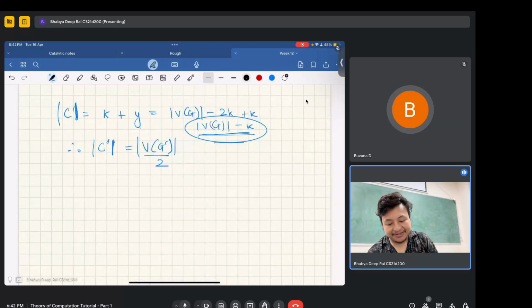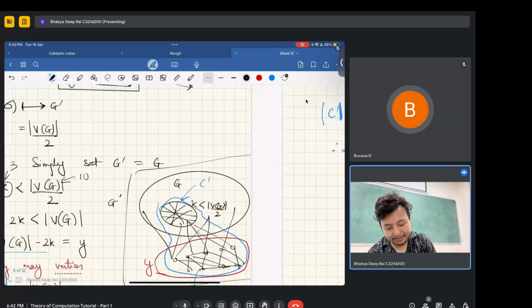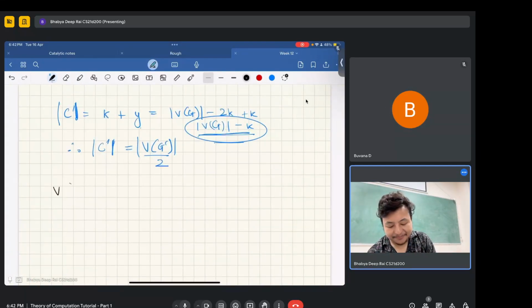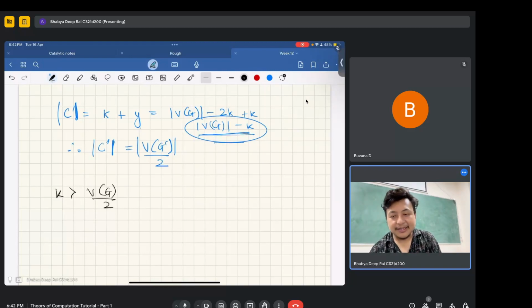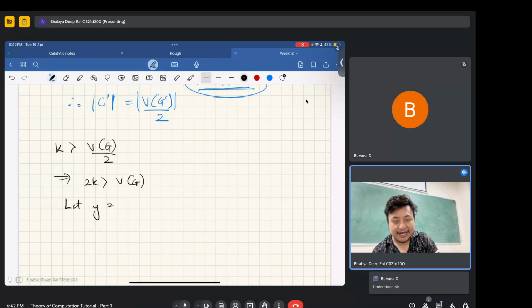So the final part is actually identical, so I won't dwell on it too much longer. That is only when the number of vertices in G divided by k is strictly greater than the number of vertices in G divided by 2. Then you do the same thing, you have a mismatch, right? So this would imply that 2k is greater than V of G. Now let y be this gap.